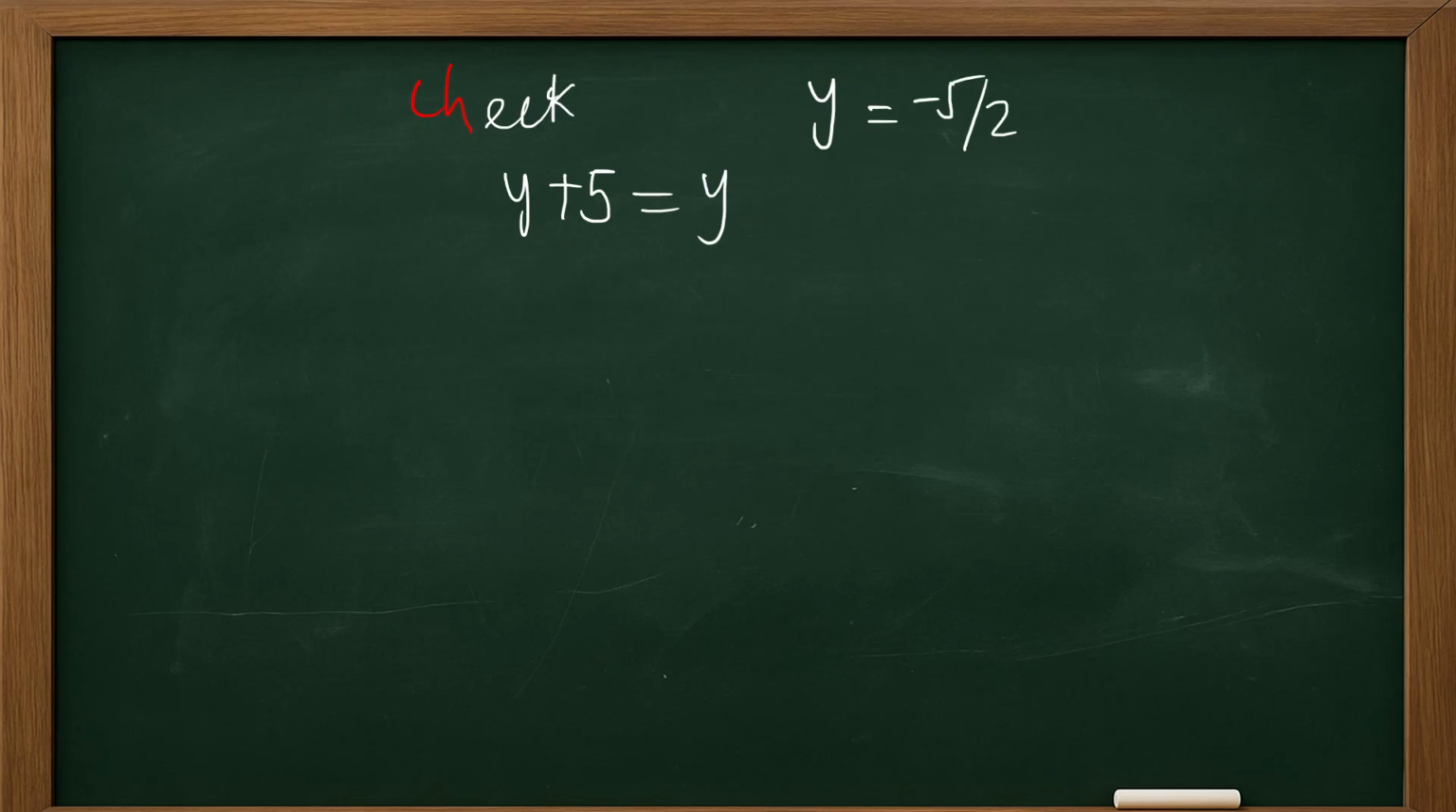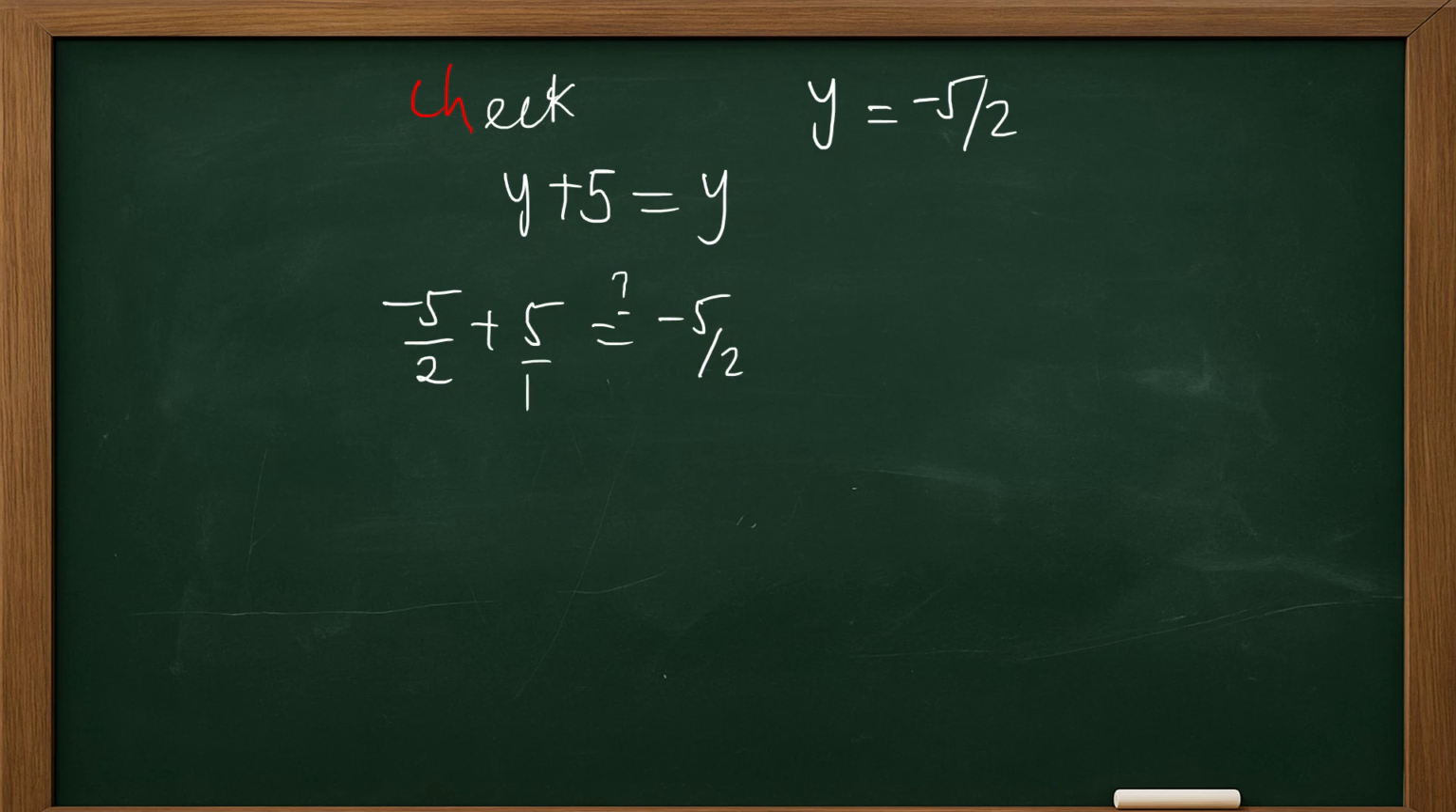So now we want to check that the square root of y plus 5 equals y. And recall that we have the value of y to be -5 over 2. So here we have -5 over 2 plus 5. We want to confirm if this is truly -5 over 2.